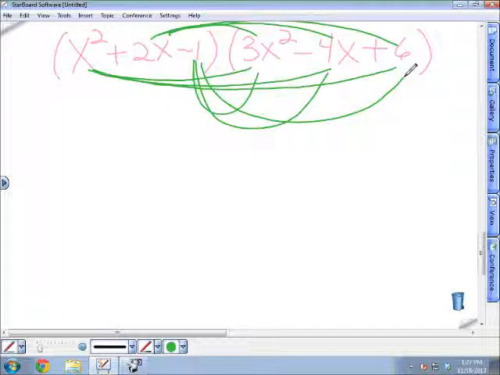And then you could keep going. They could give you something with 6 terms, multiplied by something with 6 terms. It would just get to be more math. But it's the same concept. You're just going to multiply every factor by every factor.